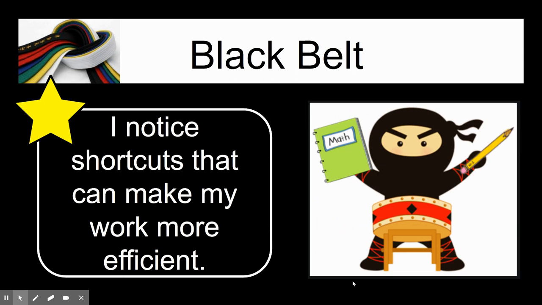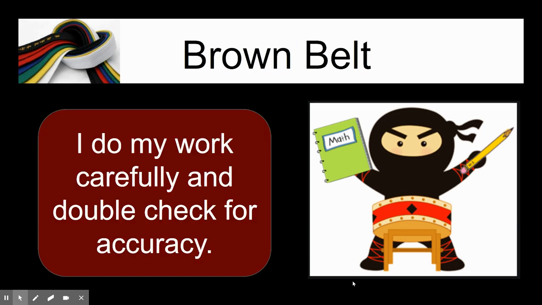That reminds me of a couple of our math ninja belts. The black ninja belt is: I notice shortcuts that can make my work more efficient. So that is that idea of using something that we know to figure out what we don't know. And as you do this Ed Puzzle, I want you to be thinking about the brown belt, which is: I do my work carefully and double check for accuracy. Really important.